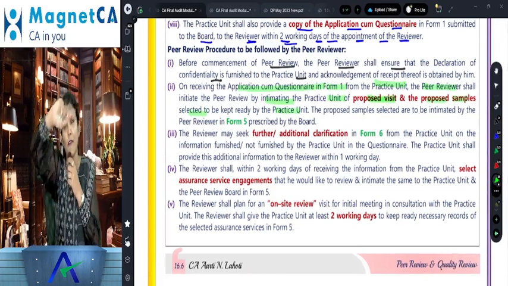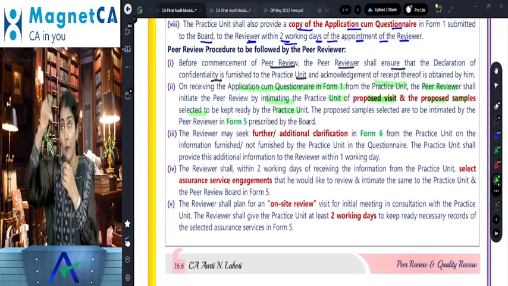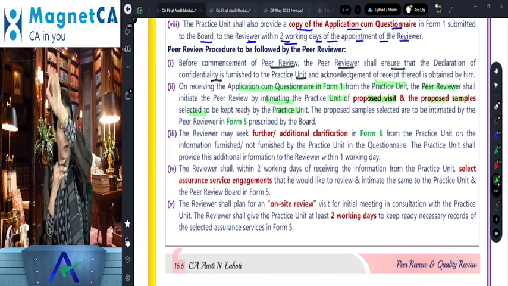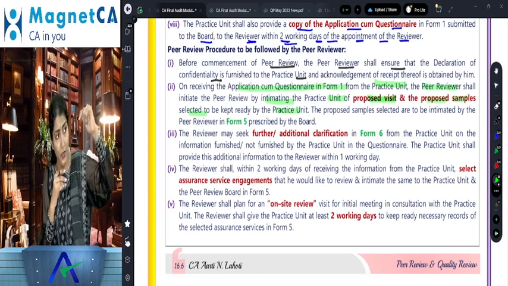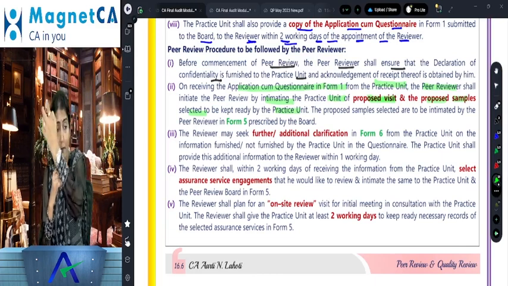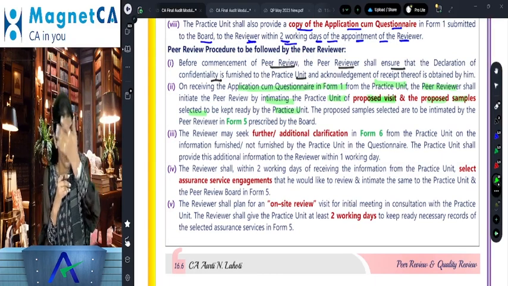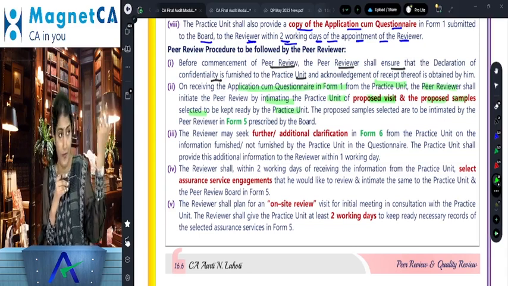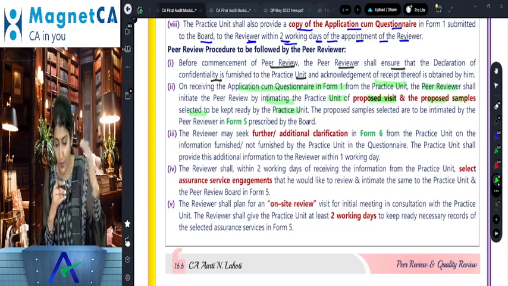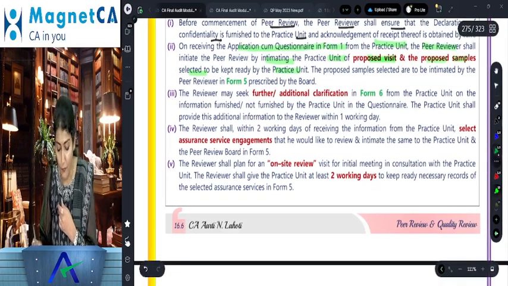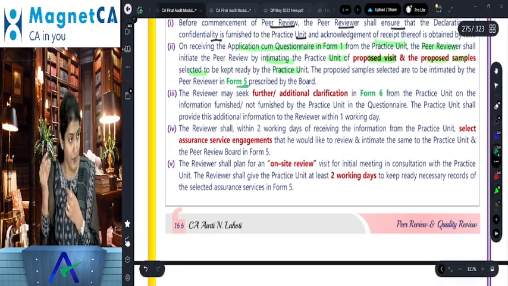So now, after the appointment of the reviewer, the practice unit sends to the reviewer the Form 1 which they had originally sent to the board. Once the reviewer has received the Form 1, they will communicate the date of the proposed visit and also the sample selected to the practice unit. Okay, right. Then what does it say? The proposed samples are to be intimated by the reviewer in the Form 5 prescribed by the board.